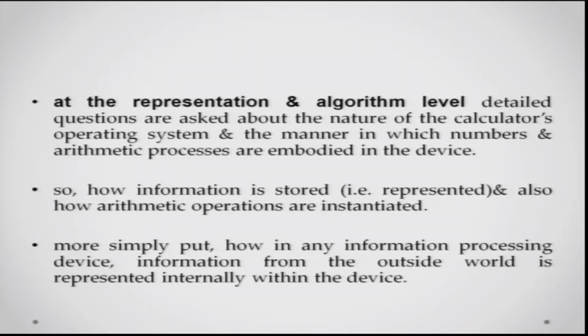Those things we are actually talking about when we are talking about the algorithm and the representation level. More simply put, if you just leave the example of the calculator for a while and talk about any information processing system, the question will be how, in any information processing system, the information from the outside world is represented. Say, for example, how is this object right in front of me represented in my eyes or in my brain? What are those aspects in my eyes and in the brain that are actually helping me code the object outside which I am actually seeing? That is the level of representation that you need to be talking about.